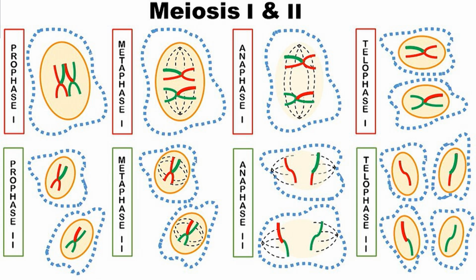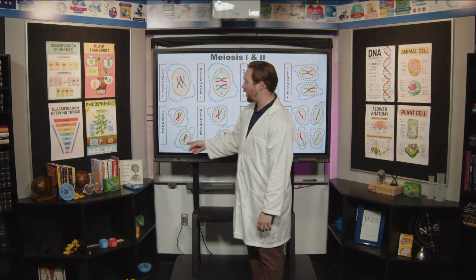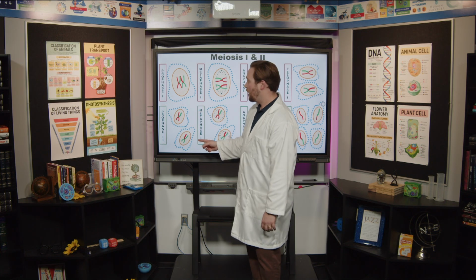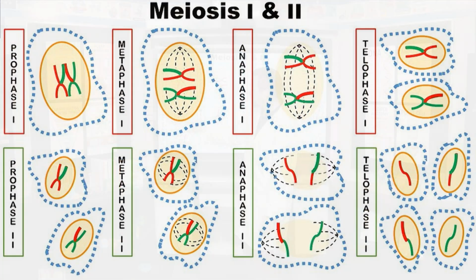So in meiosis 1, we're dealing with homologous chromosomes. In meiosis 2, we're dealing with something called sister chromatids. So now look at this picture over here, prophase 2. Notice how these cells only have one chromosome, right? That's one chromosome there, and up here it's two. So the key word for meiosis 2 is sister chromatids.